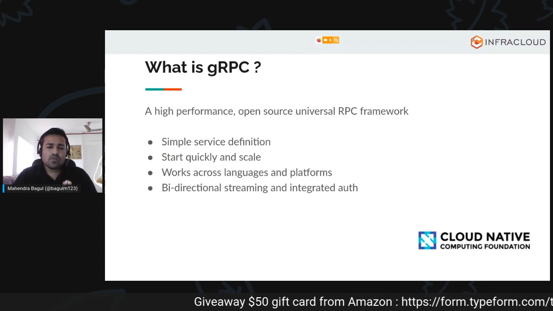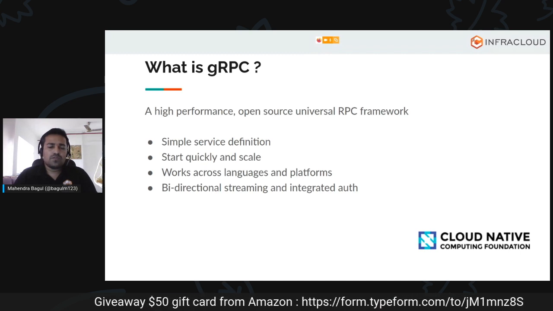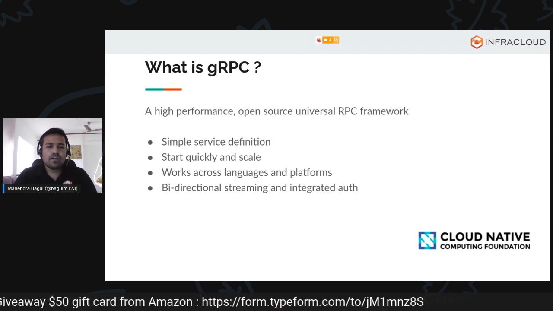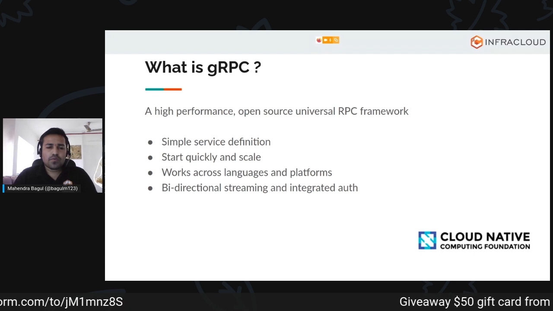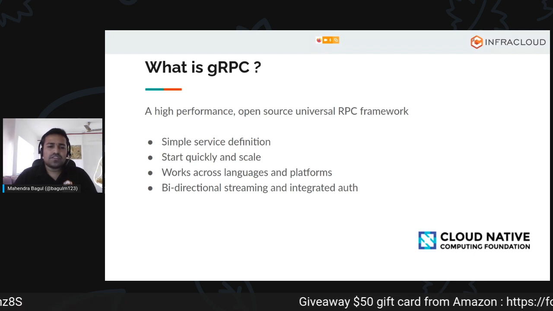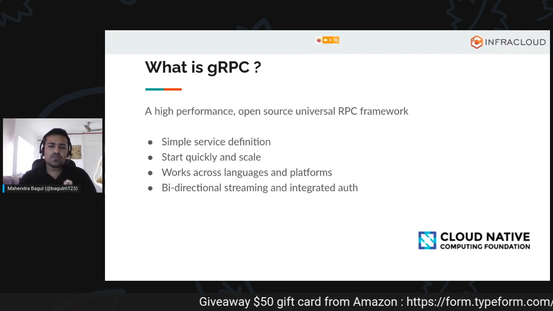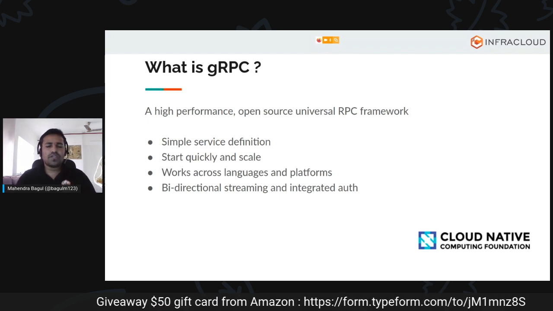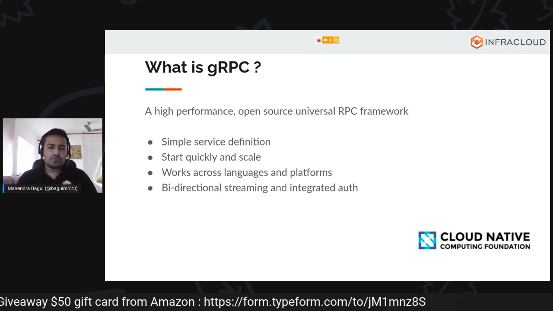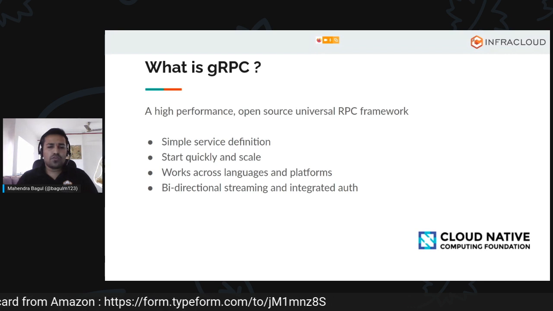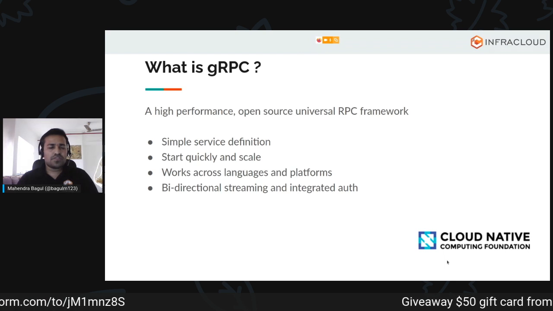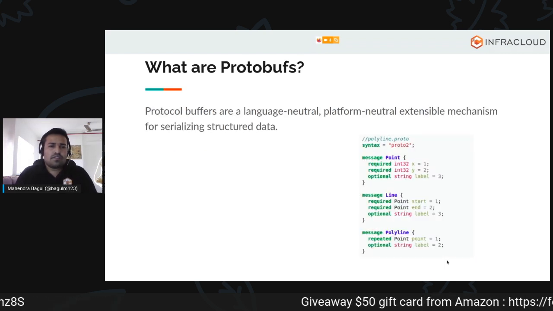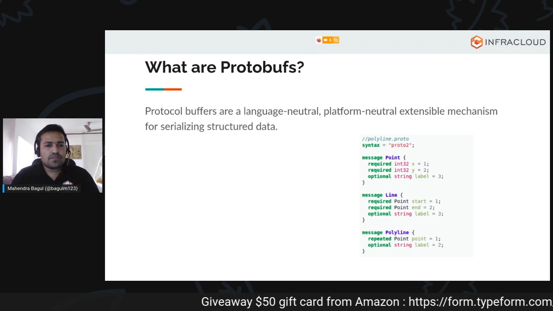Earlier there was a protocol called WebSocket, which was basically the standard for full duplex communication. But using gRPC, we now have a new approach to implement bidirectional streaming. It also has a few plug and play integrated authentication mechanisms, so we just need to plug them in whenever we want to use them. And gRPC is a Cloud Native Computing Foundation project.